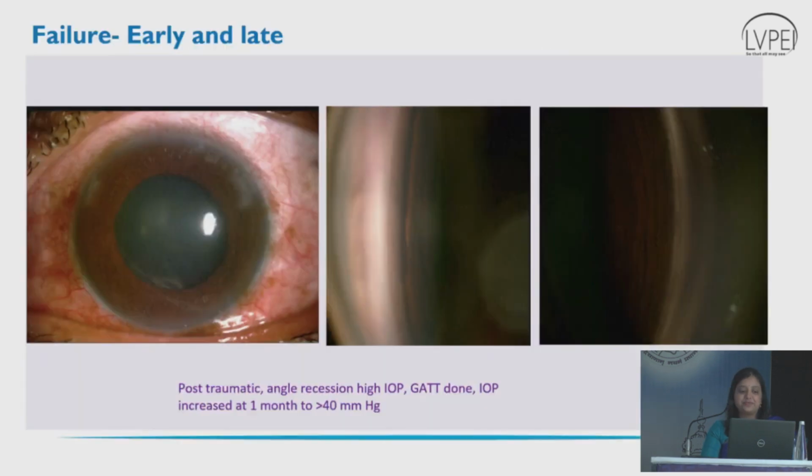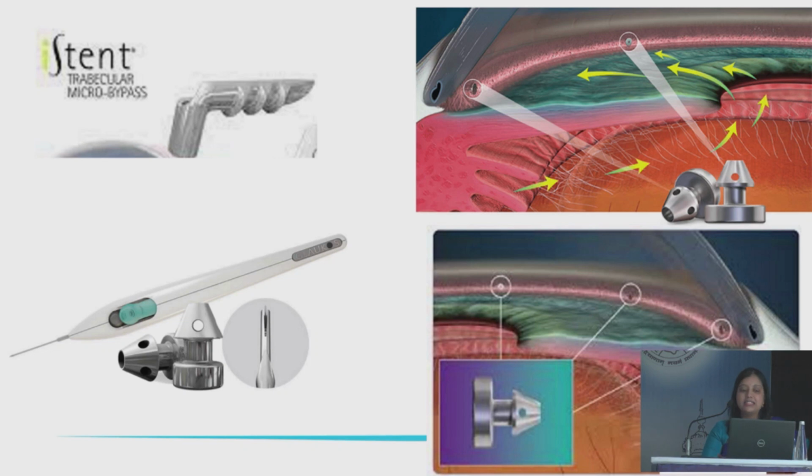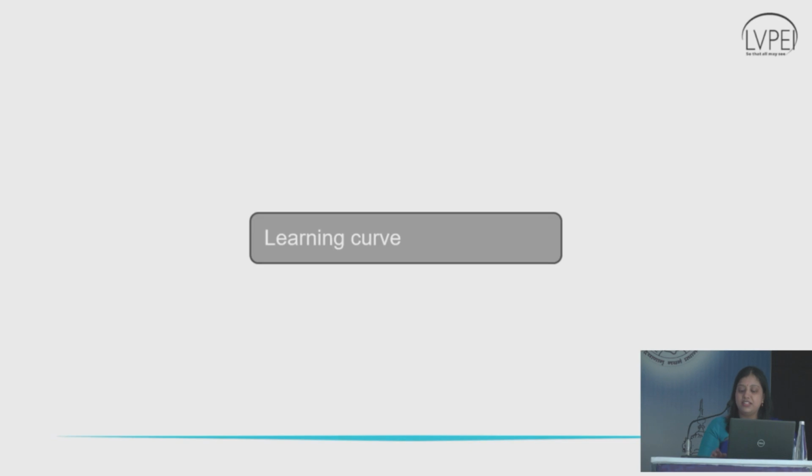IOP is always 8. But once it fails, as in one of the patients where GAT failed in angle recession glaucoma, we have done TRAP. And the latest one is the iStent. We have the older iStent, which has been replaced by iStent inject with 2 implants, and iStent infinite, which is going to come with 3 implants. This is my first case with the previous model, and you can see that it's sitting in place.